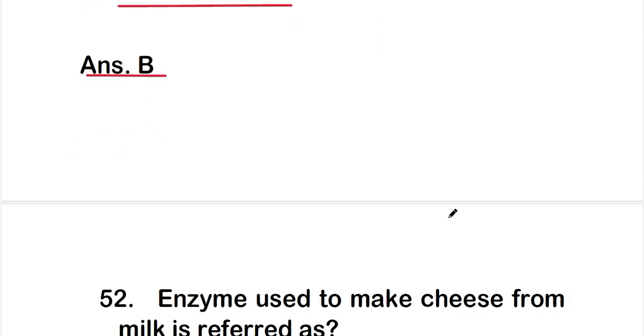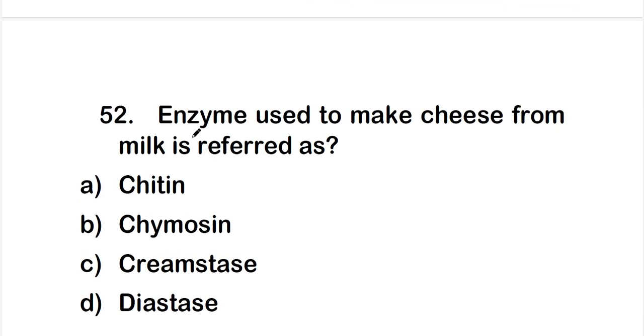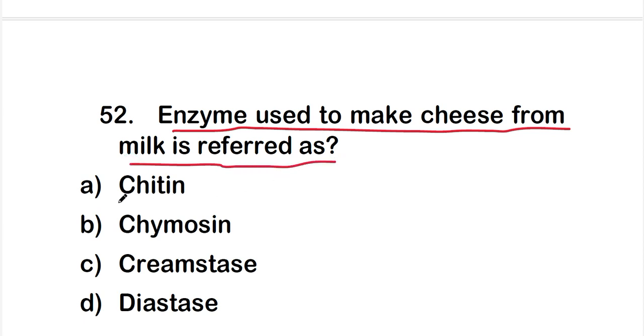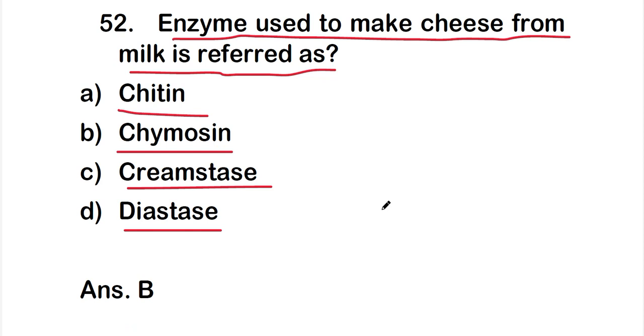Okay, so next question, question number 52. The enzyme used to make cheese from milk is referred to as: option A, chitin; option B, chymosin; option C, crematase; option D, diastase. The right one is option B, that is chymosin. So the enzyme used to make cheese from milk is referred to as chymosin.